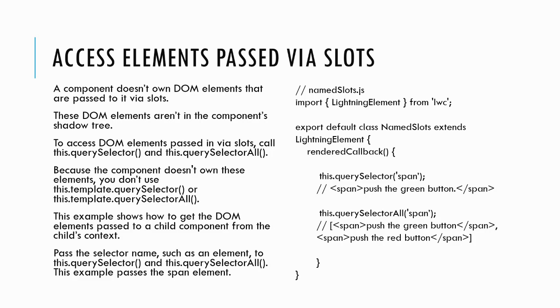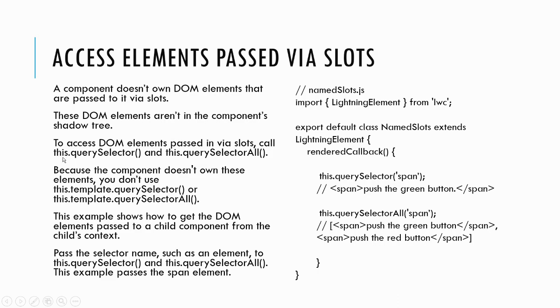There are some differences between accessing the data via slots and accessing the data which the component owns. The first point is that the component doesn't own DOM elements that are passed to it via slot. This is one of the crucial things: if we are working with slots, the data passed through the slots mechanism is not treated as the component's own. These DOM elements are not considered in its own shadow tree, because they are passed via slot.